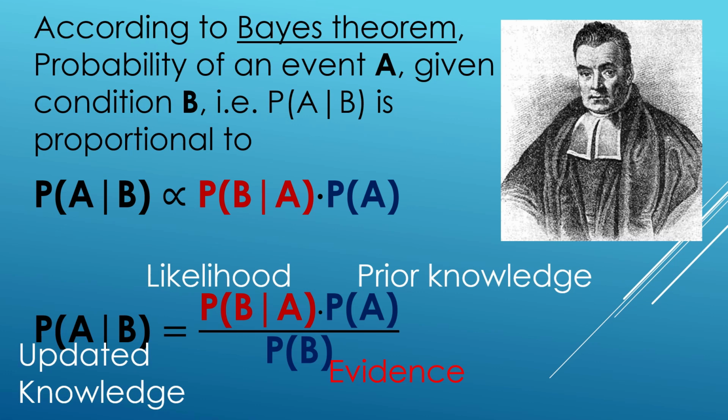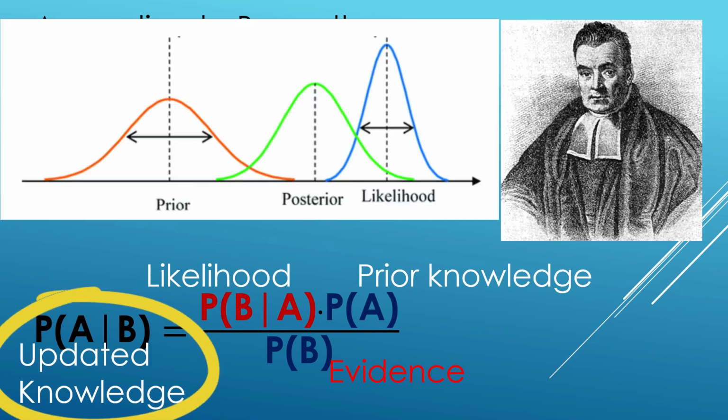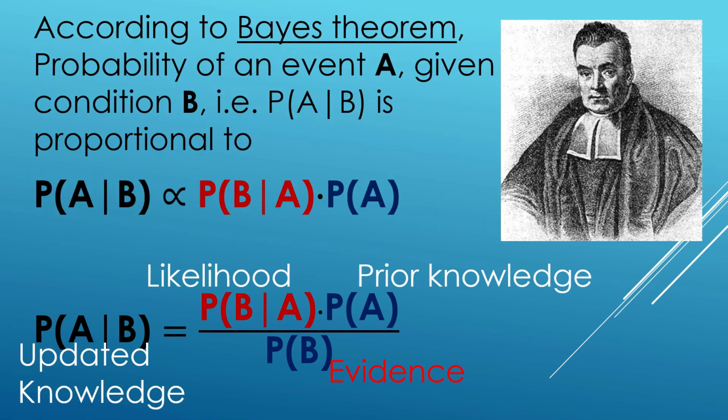Once you apply this formula, what you get on the left side, P(A|B), is, when you have obtained B, the changed probability of A, that is the updated knowledge. So the probability is getting shifted by condition B. B is the new data you have got. That is called updated knowledge, also called posterior probability. Now let us see how it works.